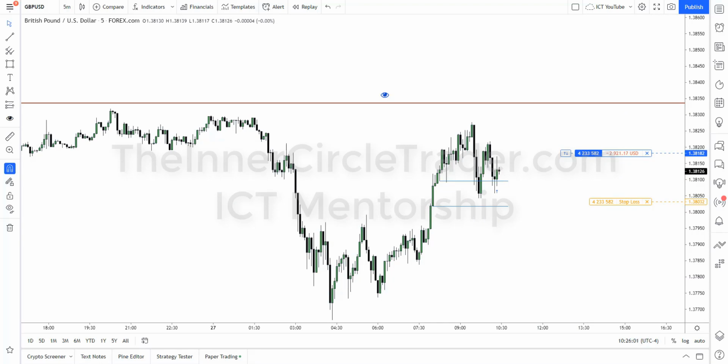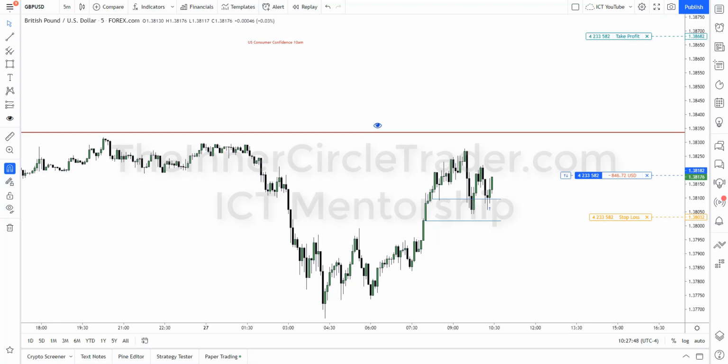So right now we have essentially an optimal trade entry for the New York session. At 10 a.m. we had the consumer confidence number for the dollar index. And we should see the British pound start to move higher.